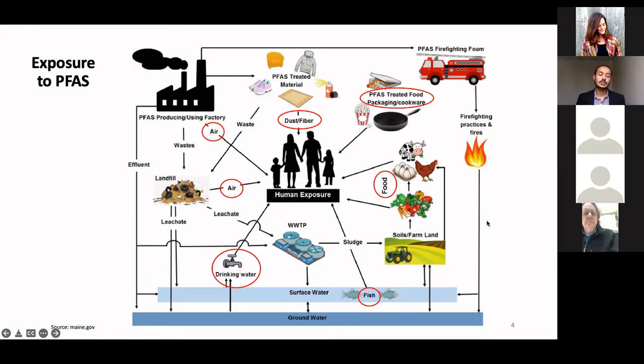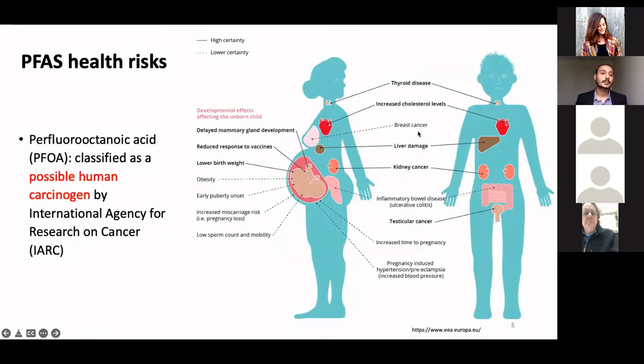So there are different ways that we can get exposed to PFAS. And there was a nationwide study that showed that more than 99% of the United States population is already exposed to PFAS. We have these molecules in our blood.